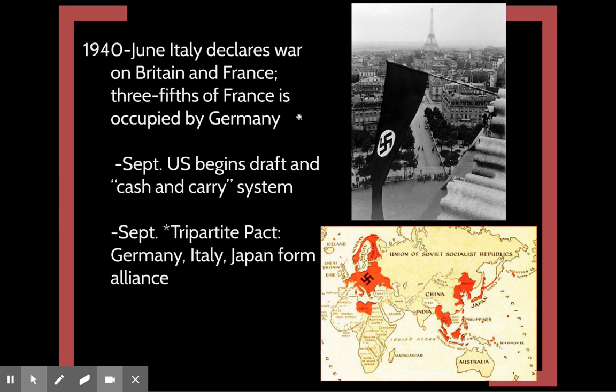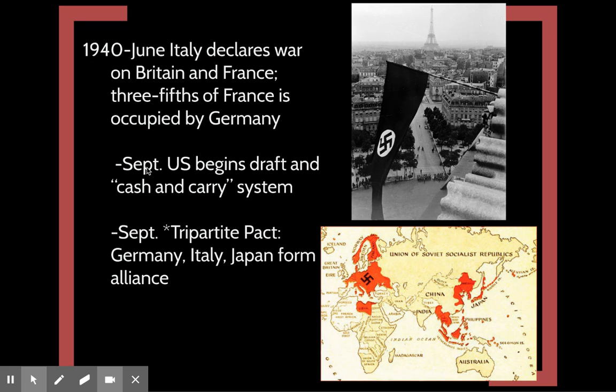So France is very quickly taken, and the people of France are going to be brutalized pretty badly. Germany occupied France, and most of the French people were stuck, and there was a lot of killing, a lot of rape, a lot of abuse there.